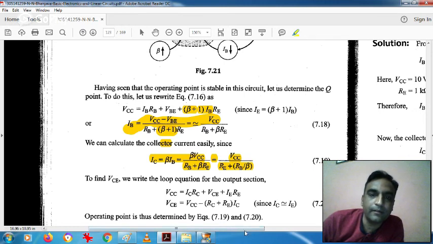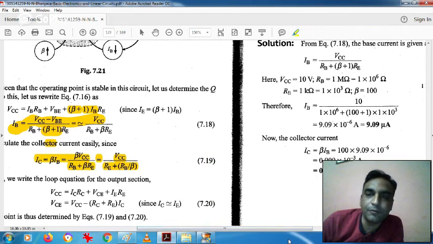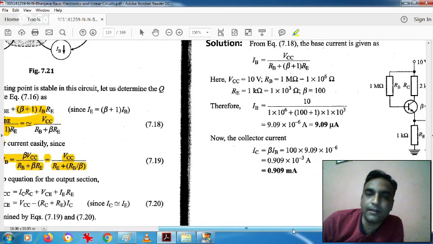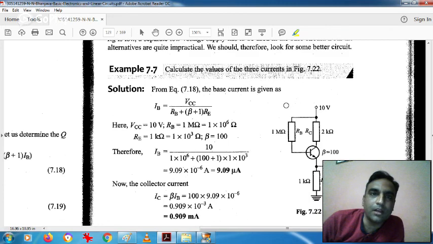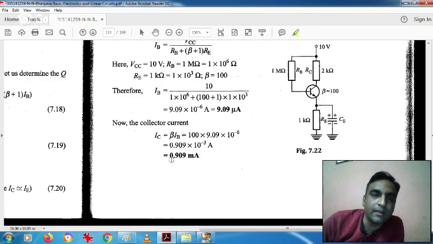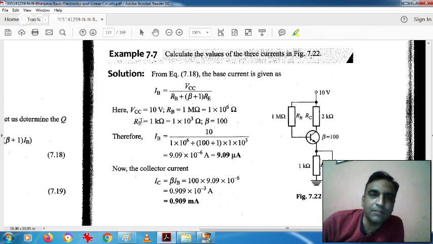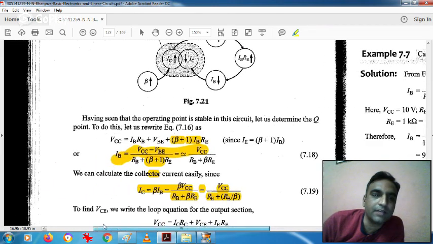Now let's see one numerical based on this circuit. The numerical is very simple: as we know, we are given the values, we have found the equations, so we just have to put in the values. Suppose you are asked to find all three currents, IB, IC and IE. You just apply the equations with the given values and put them in. This is a very simple numerical that you can try yourself.